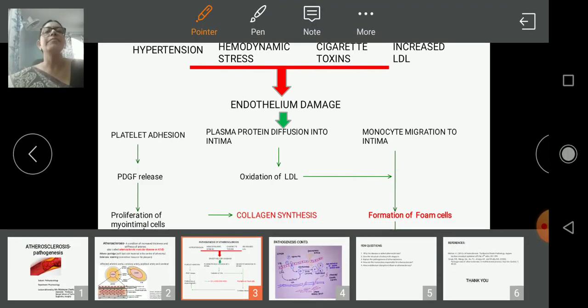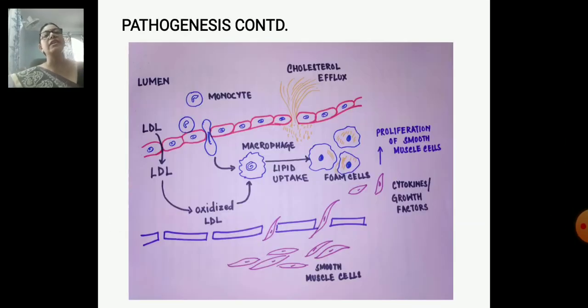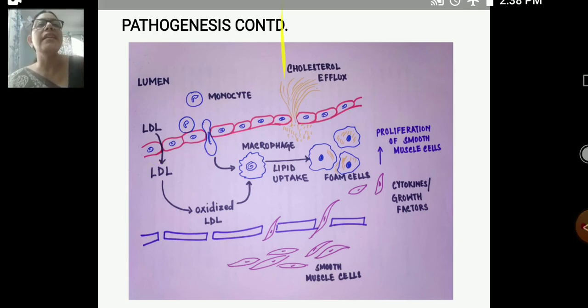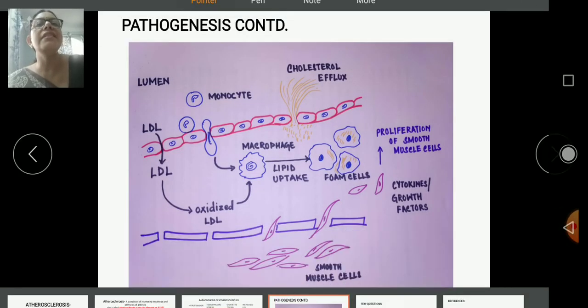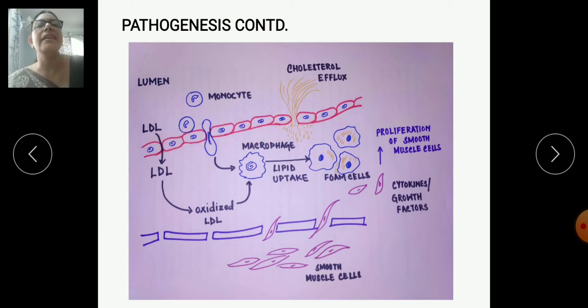Here there is a diagrammatic representation of the entire process. See, this is the endothelial layer. This is the lumen. And this is tunica intima. This is your tunica media. Now what happens is, there was a rupture in this endothelial layer. LDL from the blood is entering into the tunica intima.